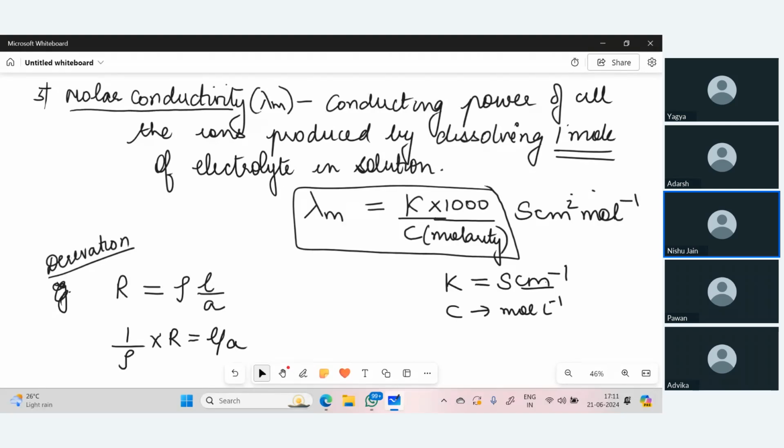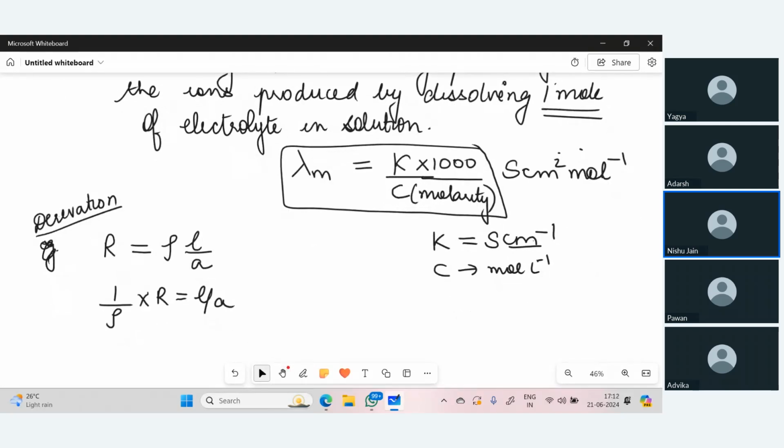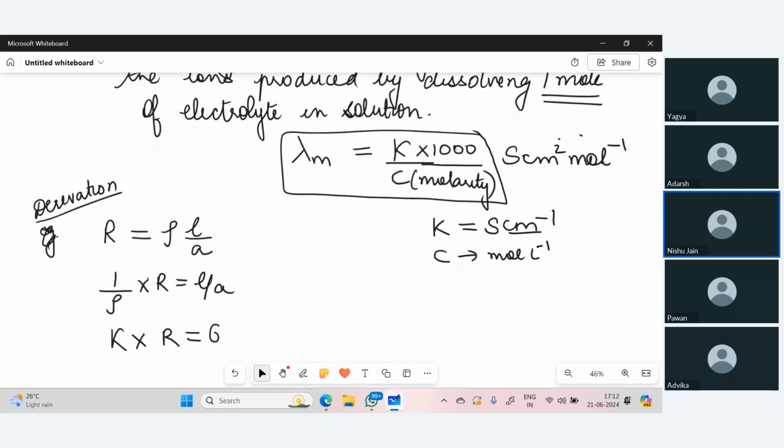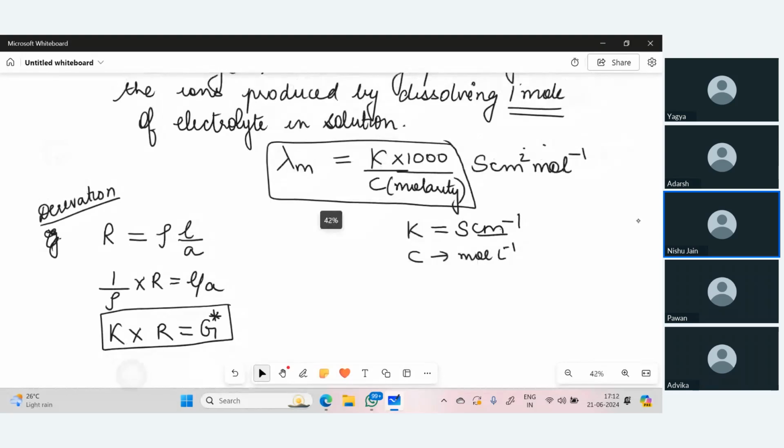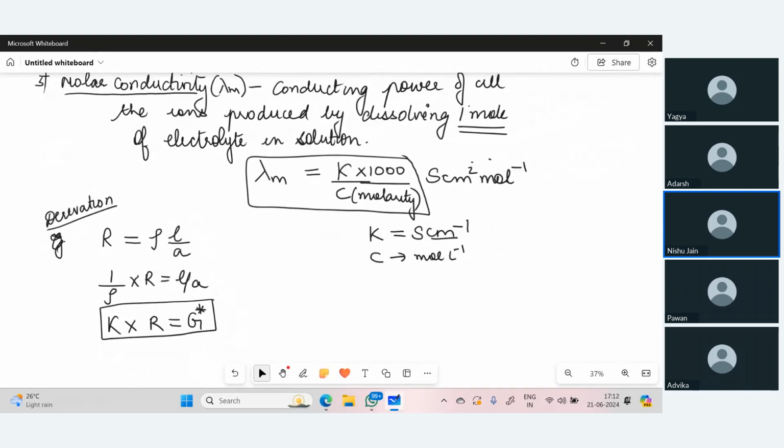What is 1 by rho? Conductivity. And what is L by A? L by A is called cell constant. So there is one relation: conductivity into resistance is called cell constant.